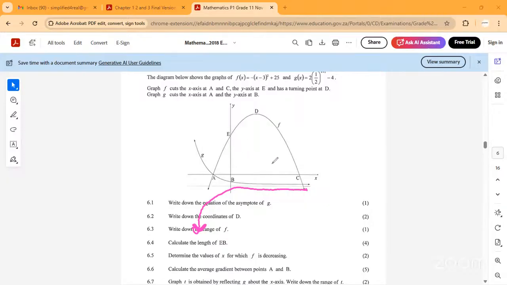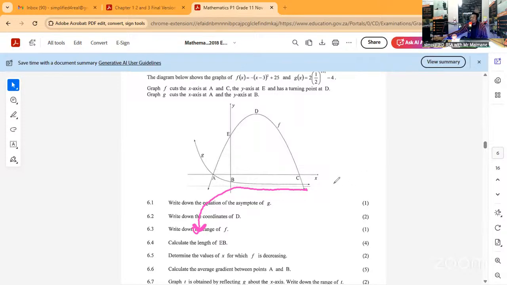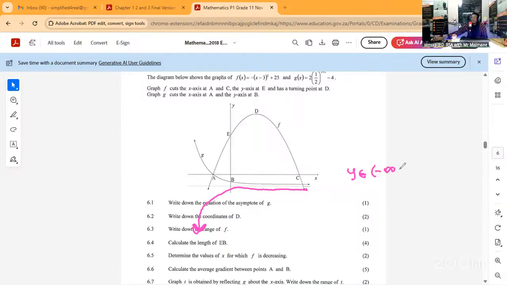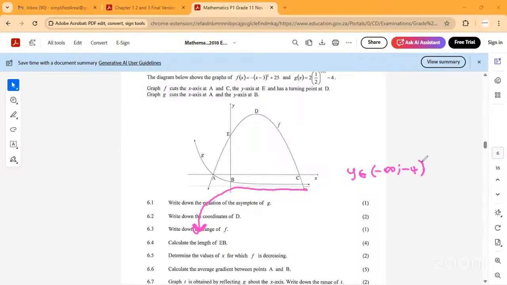So what would be its range? Its range would be y is an element of negative infinity up to -4. Do you see that? I hope it makes sense. Yes.